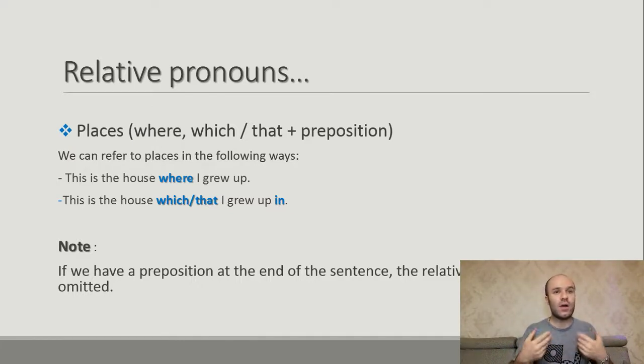This is the house where I grew up. Or this is the house which or that I grew up in. So the preposition, we use the preposition at the end of the sentence like that. This is the house that or which I grew up in. Okay? Note, if we have a preposition at the end of the sentence, the relative clause can be omitted. It means that within the second sentence with the preposition in, okay, we can omit which or that.